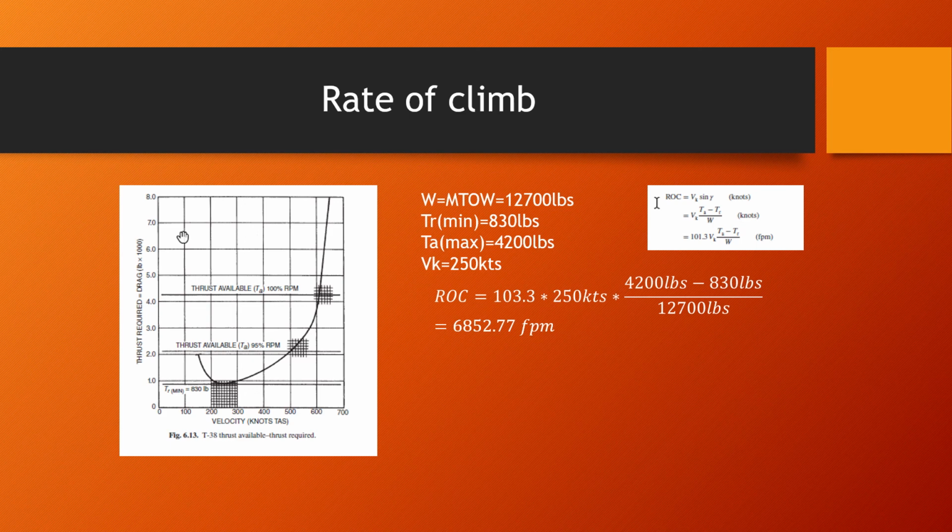So again, assuming maximum takeoff weight of 12.7, thrust required of 830, and thrust available at 100% RPM of 4,200 pounds, and based off this graph it looks like we're at about 250 knots. So for the rate of climb, we use that conversion factor, 103.3 times the 250, and then those numbers there, and we end up getting about 6,852.77 feet per minute. Anything past that, we're not going to get that same rate, and it's going to take us a little bit longer to get to altitude.